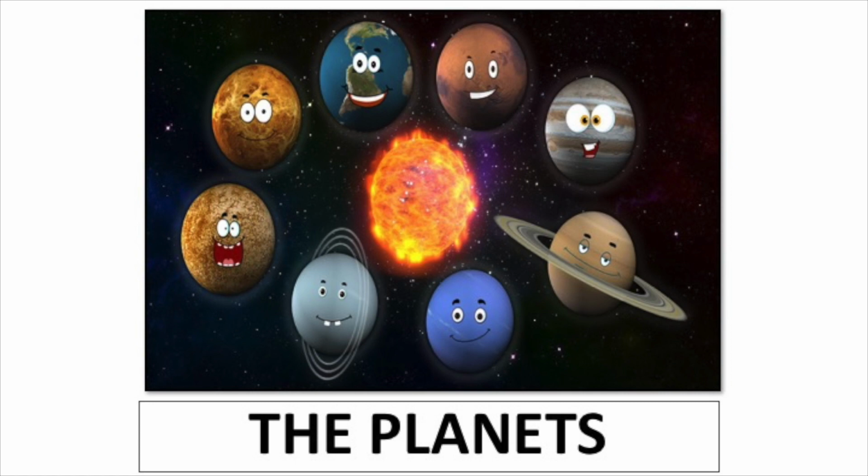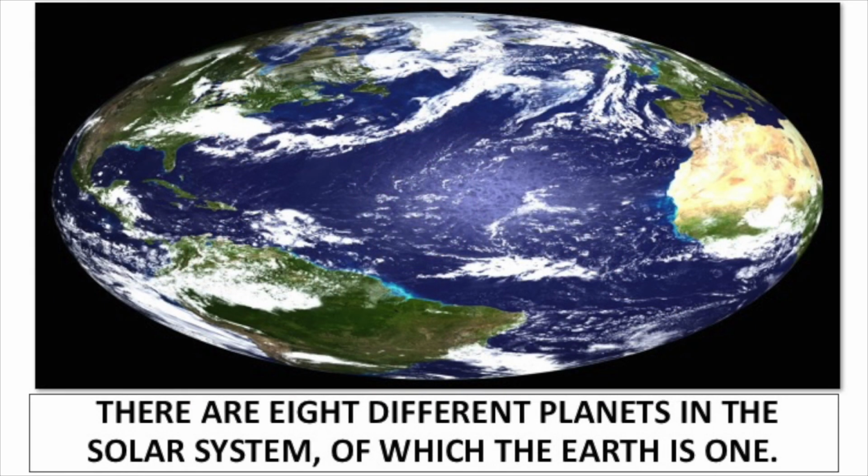Now, the planets. You can see the different planets, and they all go round the sun. There are 8 different planets in the solar system, of which the Earth is one. Yes, this is our planet, planet Earth. Who can tell me, what do they think all the blue parts are? Yes. How about the green parts? Land. Yes. The green part is the land, the continents. How about the white parts?